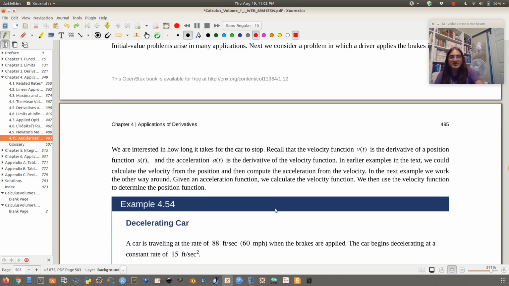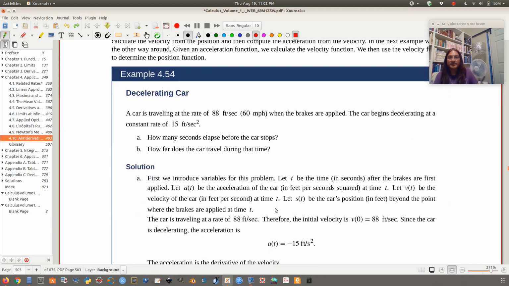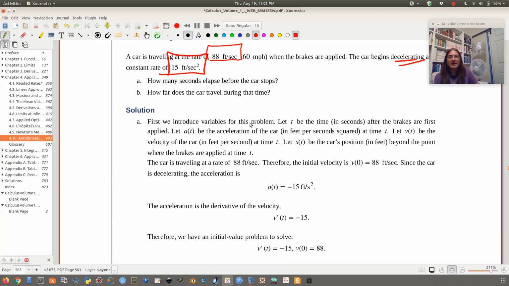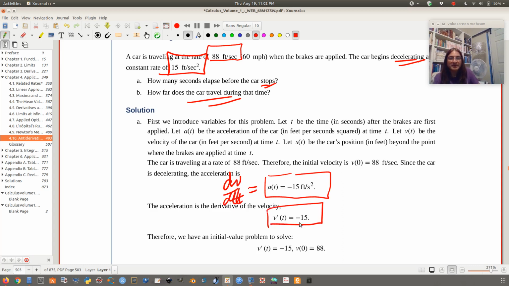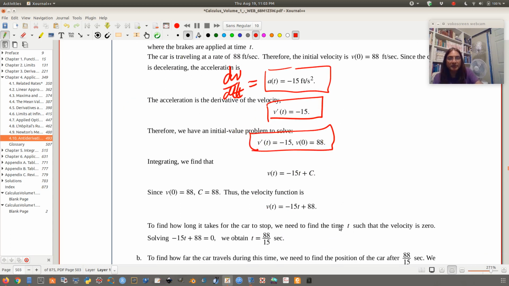Now in physics, for example, we could be given that a car is traveling at this speed. This is the initial speed. When brakes are applied, there is deceleration at a constant rate of this. That means the acceleration is given. So how many seconds elapse before the car stops? How far does the car travel during that time? So acceleration, which is dv over dt, or v prime, is given as negative 15, and v of 0 is given. So it's an initial value problem.